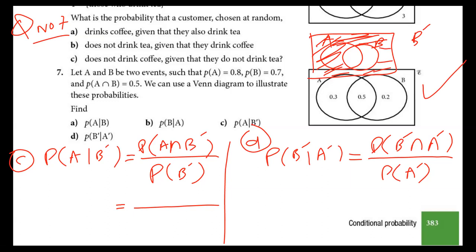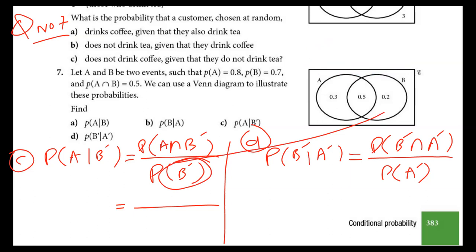I don't want this one. I repeat again, let me erase all these things. And I think the concept is very clear now. I need the B complement probability. So it means I don't need B. I take the rest. Rest means outside this circle of B.